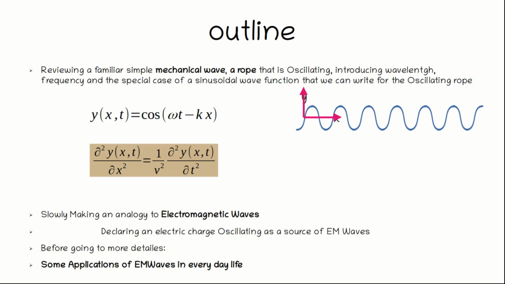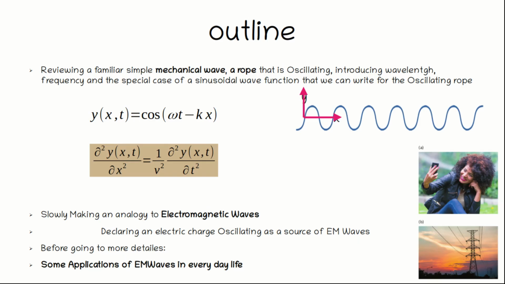First, we are introducing in which circumstances we can have electromagnetic waves, and we will discover that only if an electric charge is oscillating up and down, an electromagnetic wave can be produced. And before going to more details, we will go through some applications of electromagnetic waves in everyday life, like our mobile phone, the power lines of electric current, and etc.